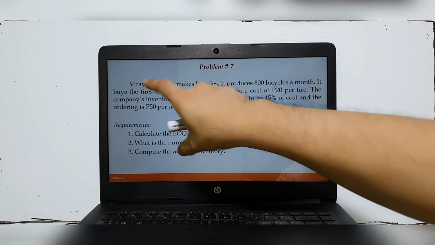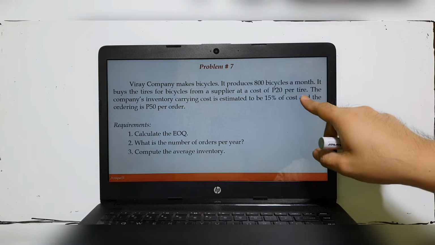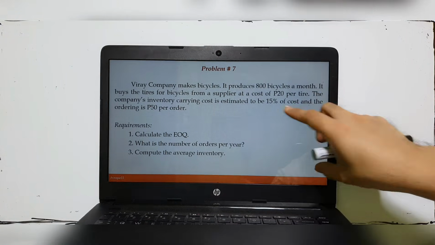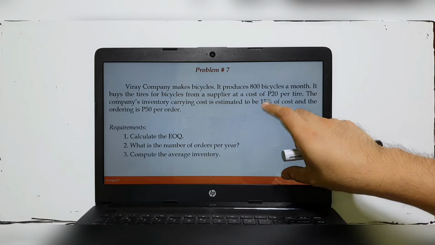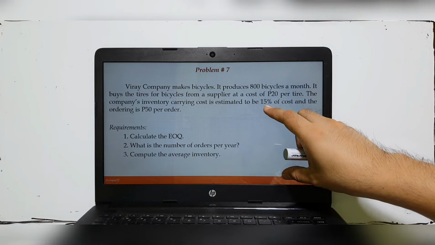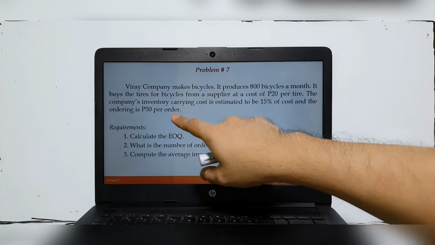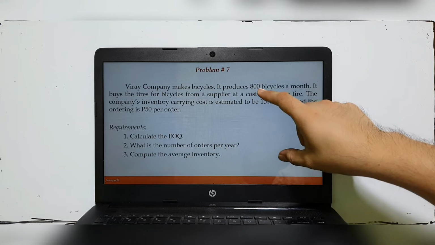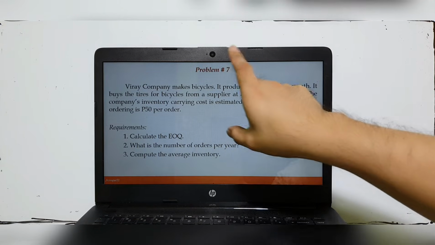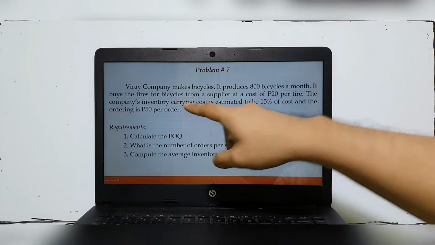It buys the tires for bicycles from a supplier at a cost of 20 per tire. So the company's inventory carrying cost is 15% of your cost, or 15% of 20, that is 3 pesos per unit. And the ordering cost is 50 pesos per order. Take note of this. The annual demand is not 800 times 12. You have to multiply it by 2 because we are talking about tires per bicycle. Okay? So let's solve for EOQ.